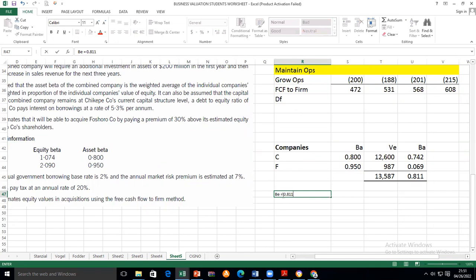0.811, yes. Multiply by what? The market value of equity. Okay. What's the market value of equity? The market value of equity is what? 70 over 70. The market value 70 plus 30.